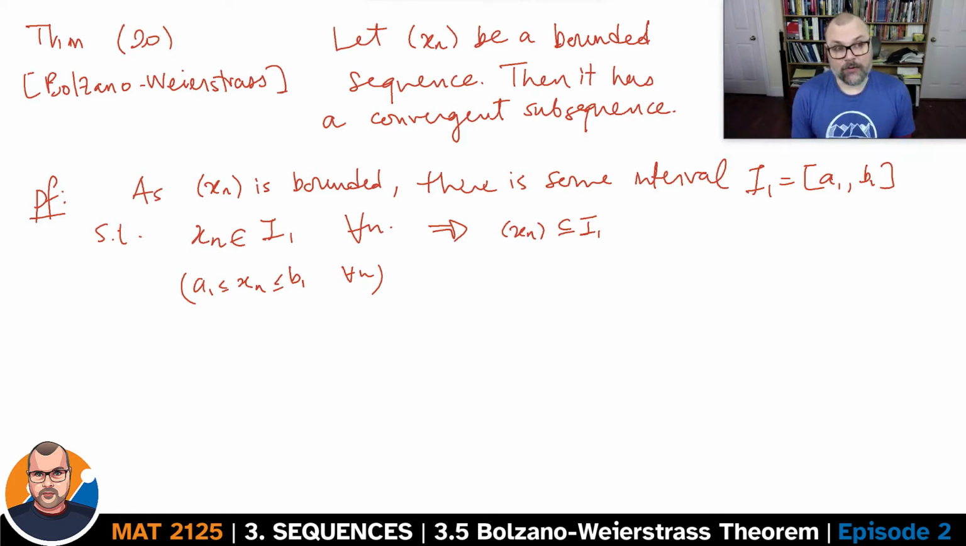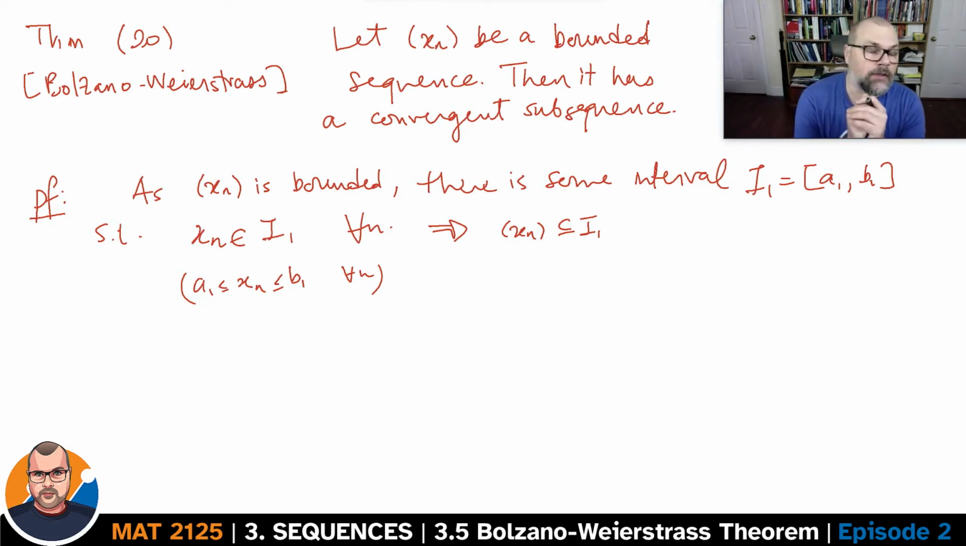Now, I've used a notation similar to that one in previous videos when I talked about subsequences. I1 is not a sequence. I1 is an actual set, an interval. And when I use the inclusion symbol here, I'm talking about inclusion of sets, not that this is a subsequence. So just be careful not to get confused by the similar notation.